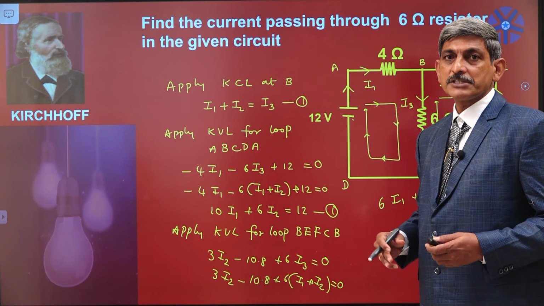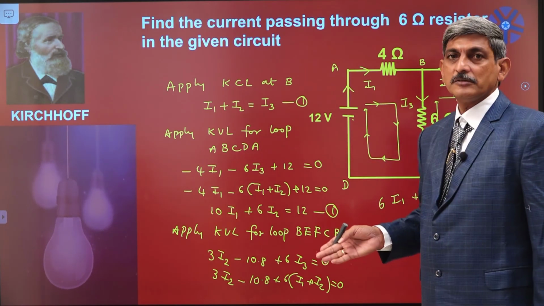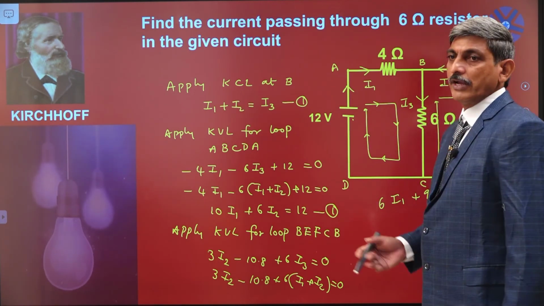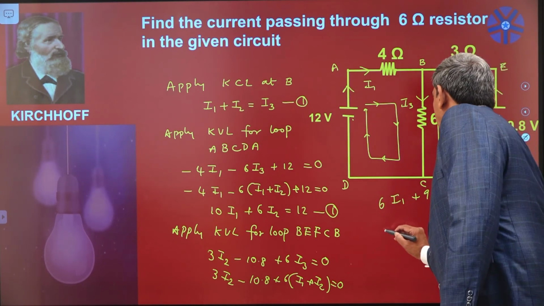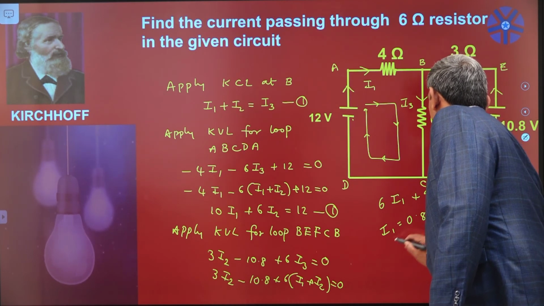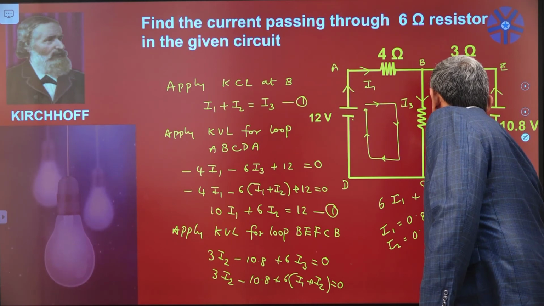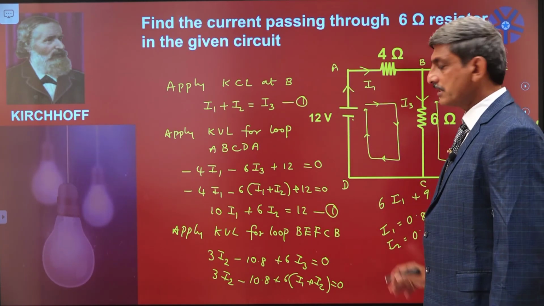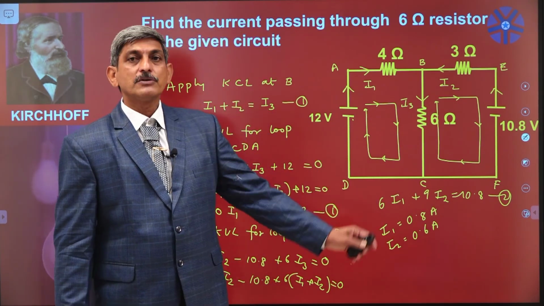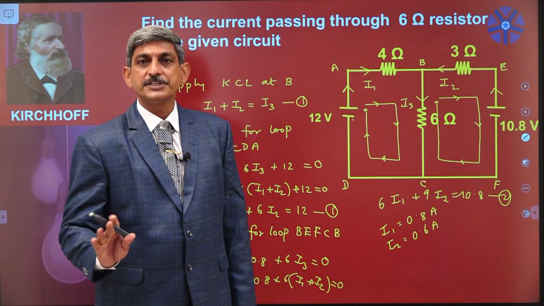So from 2 loops, we have 2 equations. Solving equations is known to you, it is mathematics. So solve the 2 equations, and by solving we get the I1 and I2 values. Here you may get I1 is equal to 0.8 amperes and I2 is equal to 0.6 amperes. But the problem is not finished.